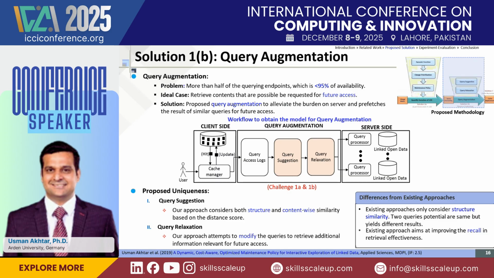Next we will talk about query augmentation for prefetching. One of the biggest challenges in querying linked open data is the repetition of similar queries. For example, a user might issue a slightly different query that retrieves similar data, which will increase the server load. So our solution is to analyze the query log and identify patterns. When a user issues a query, our system prefetches the results of queries that are likely to be issued in the future. So this algorithm analyzes the log and prefetches, so that there is less burden on the server side.